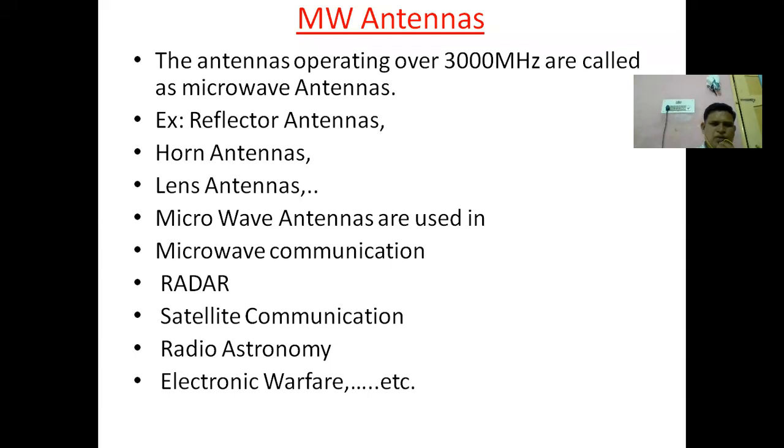And the microwave antennas are mainly used in microwave communication, radar communication, satellite communication, radio astronomy, and electronic warfare, like guided missiles. In guided missiles also, this type of antenna is mounted on the missiles. The missiles are able to track the target, and finally it will reach the target and destroy enemy aircraft or enemy vehicles. For that purpose also, this type of antenna is used.